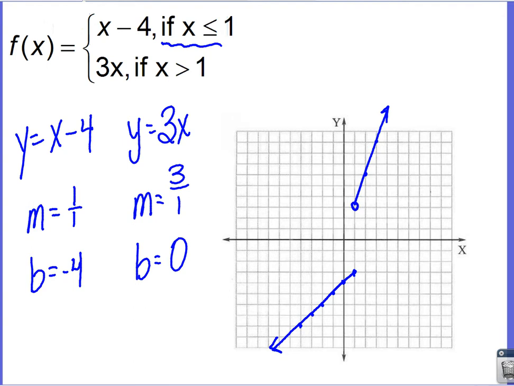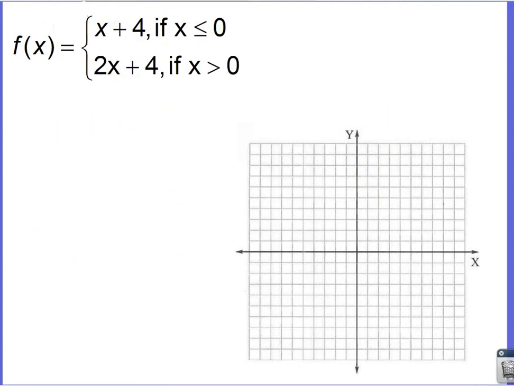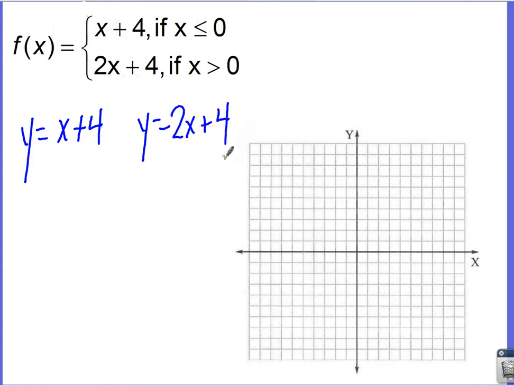All right, so let's go ahead and take a look at another one of these, because I know these can get kind of confusing, but if we keep things straight, it's not too bad. Remember, we just have two functions. F of x just means y. So the first one is y equals x plus 4. The second one is y equals 2x plus 4.